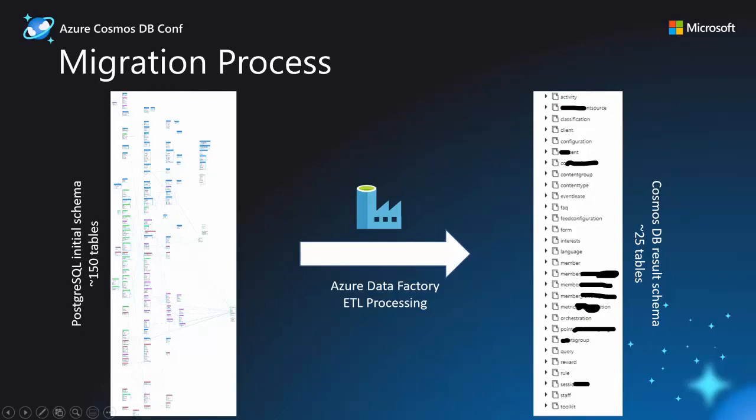So as you can see, we had a lot of different tables with complex relationships between the different tables and entities. And we used Azure Data Factory to get this kind of result in Cosmos DB. What you can see on the right side is a smaller number of entities, or what we call containers, in Cosmos, where we have grouped the data together. So we have the same data that we had initially in Postgres, but with a simpler schema in Cosmos DB.